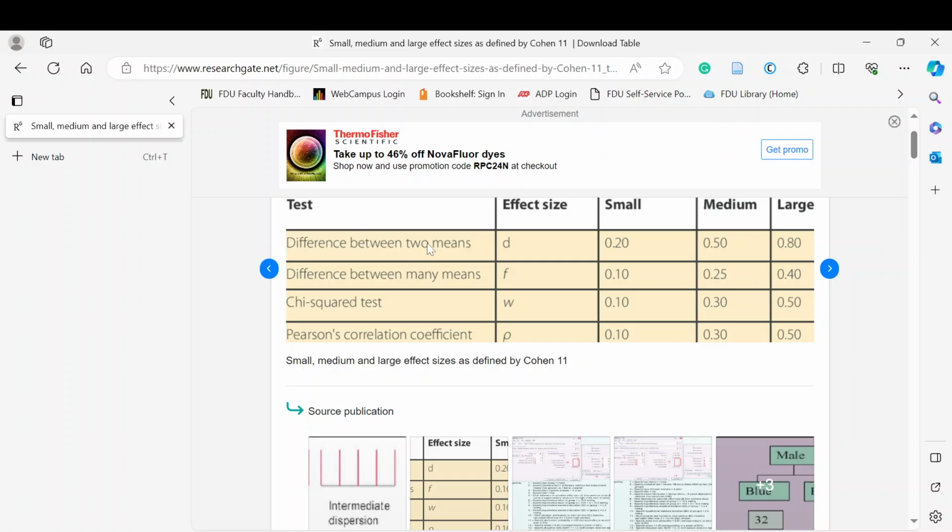And this is a study that essentially says when we compare differences between many means, right? So this is ANOVA. Difference between two means is t-test. When we compare differences between many means, we look at our F statistic, and we can conclude that a small difference between many means is 0.10, a medium difference is 0.25, and a large difference is 0.40. Okay, so this is the effect sizes for an ANOVA, this second row here.